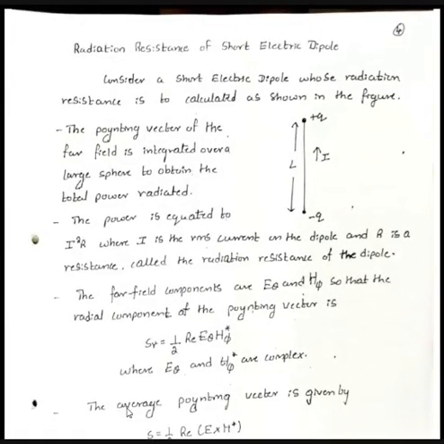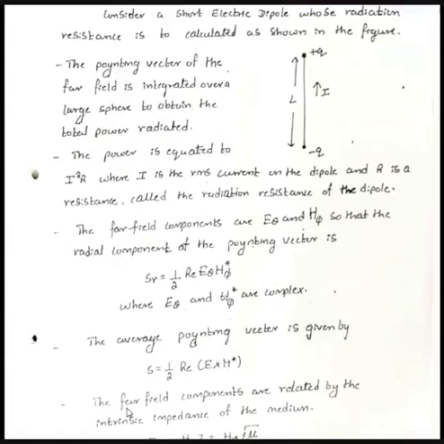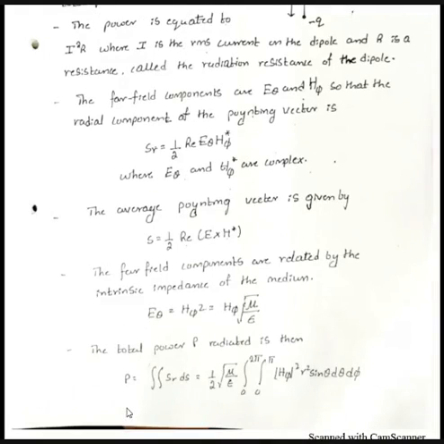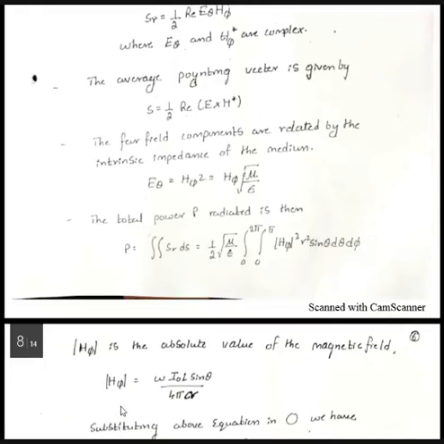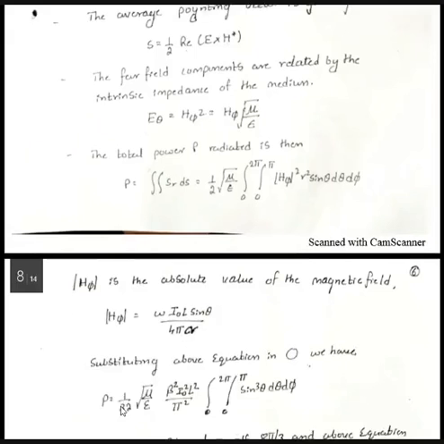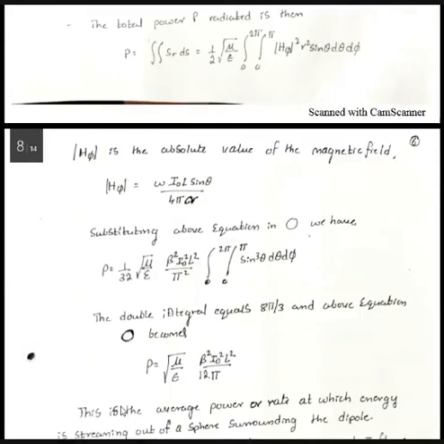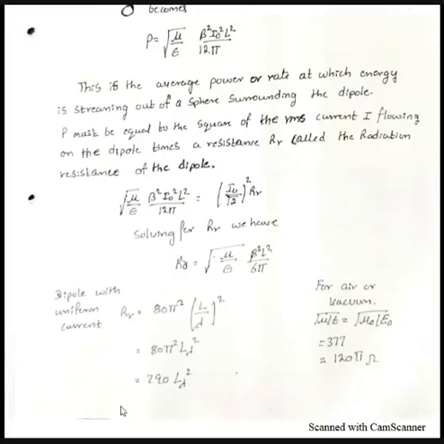Short electric dipole. Okay, and what you have to get, you have to get the Poynting vector of the radial component in the far field. Then you have to get the far field component relation between E theta and H phi. Then get the equation of the total power radiated and equate it to I square R. You will get the radiation resistance of the short dipole in terms of the length here.